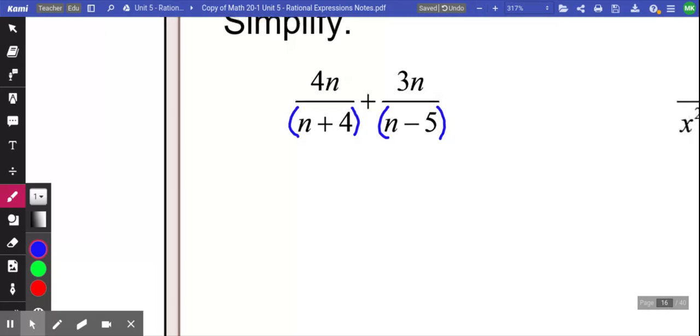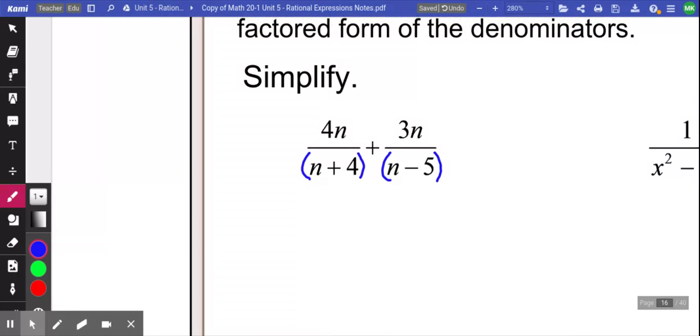Those are things that cause you to divide by 0. In this case, n cannot equal -4. It also cannot equal +5. Either one of those would cause you to divide by 0, and dividing by 0 is bad, at least according to every mathematician who's ever spoken.